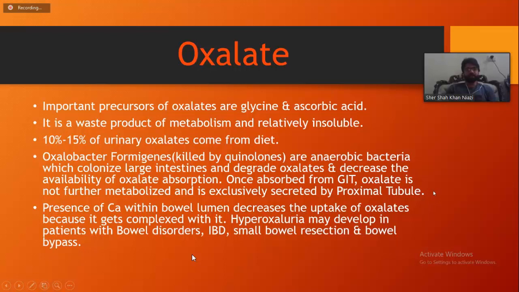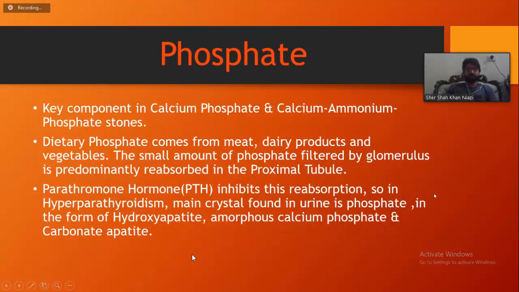So phosphate is a key component in calcium phosphate and calcium ammonium phosphate stones. Dietary phosphate comes from meat, dairy products, and vegetables. The small amount of phosphate filtered by the glomerulus is predominantly reabsorbed in the tubule. Parathyroid hormone inhibits reabsorption. So in hyperparathyroidism, the main crystal found in the urine is phosphate in the form of hydroxyapatite, polymorphous calcium phosphate, and carbonate apatite.